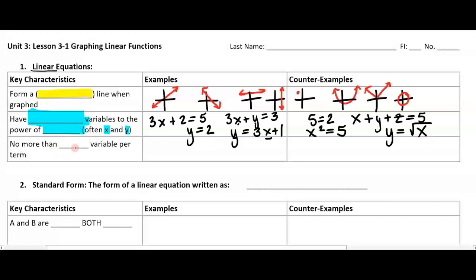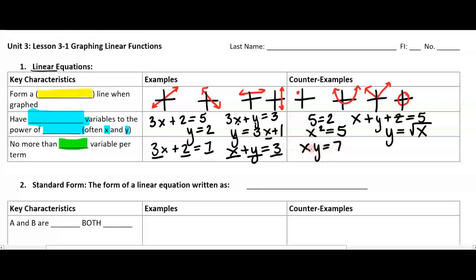And then we can have no more than one variable per term. So, for instance, each of these are examples. We have 3x plus 2, that's fine, equals 7. Here's a term, one variable. Here's a term, no variables, that's okay. We want no more than one, so zero variables is fine. x plus y equals 3. One variable in the term, one variable in the term, no variables in the term. Those are all okay. We have a problem if we do something like xy equals 7.